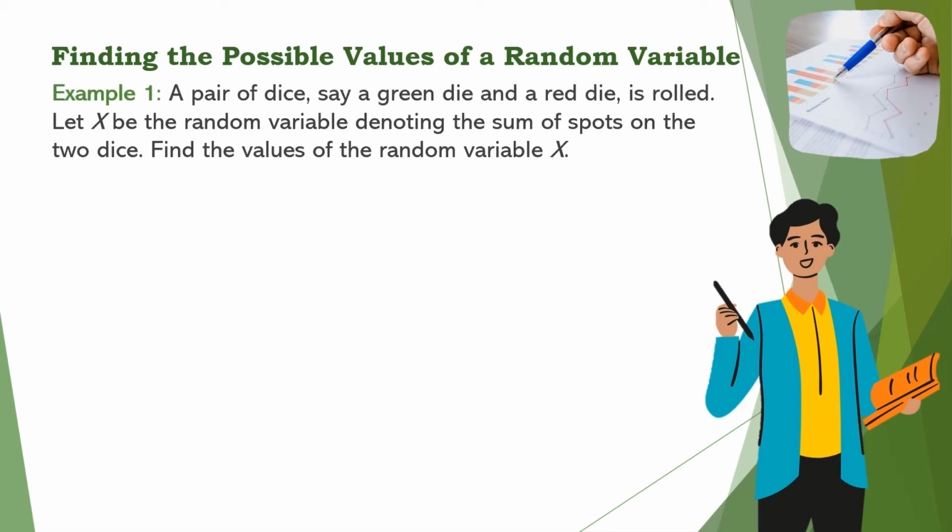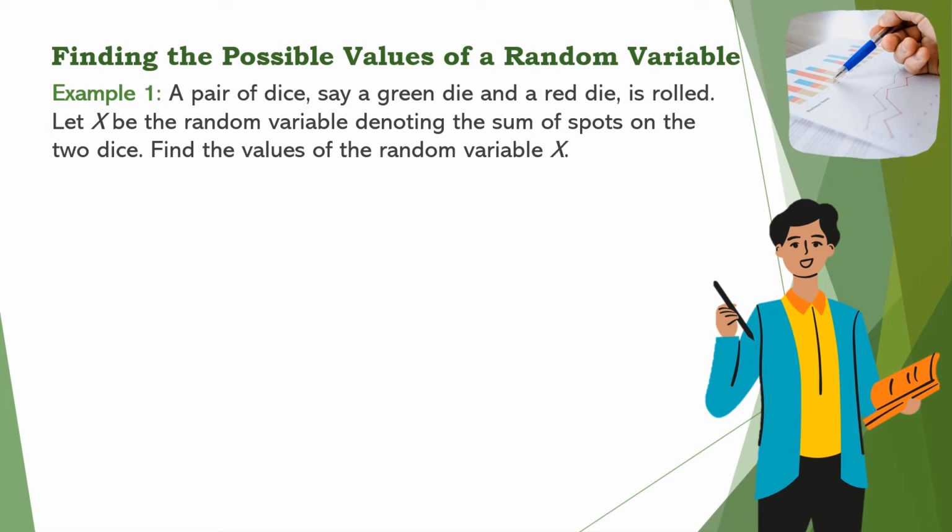Example 1. In this problem, the random variable is the sum of spots when a pair of dice is rolled. So, paano ngayon natin mahanap yung mga values ng random variable? Bago natin sagutan ito, importante muna natin malaman kung ano ang experiment sa problem. The experiment is rolling a pair of dice. So, to solve this problem, the first step is to get the sample space.